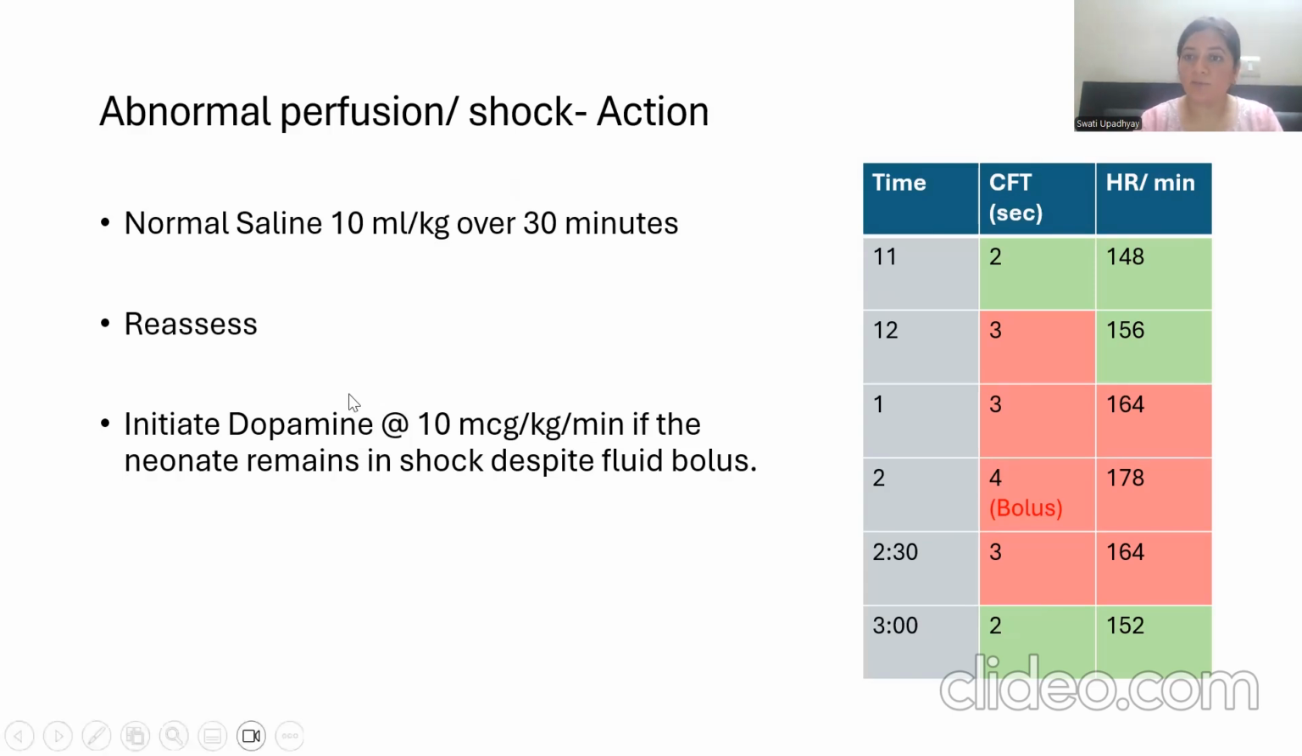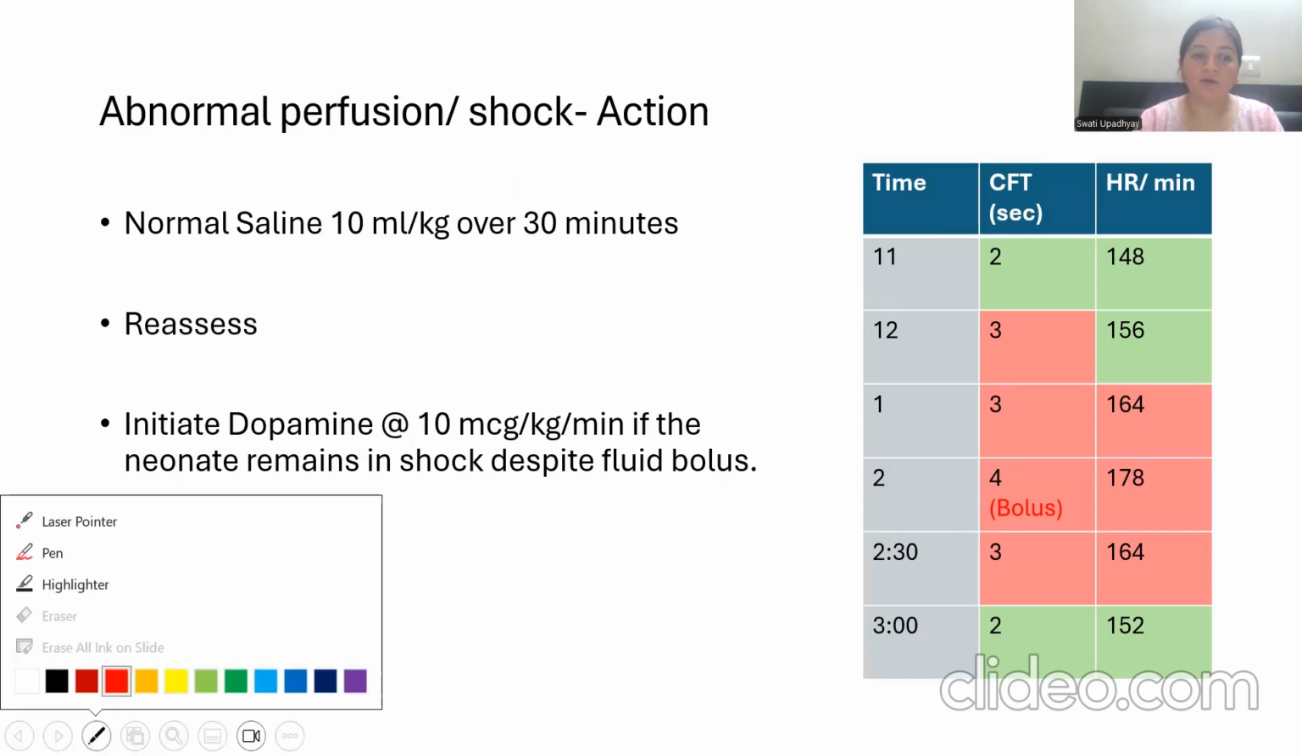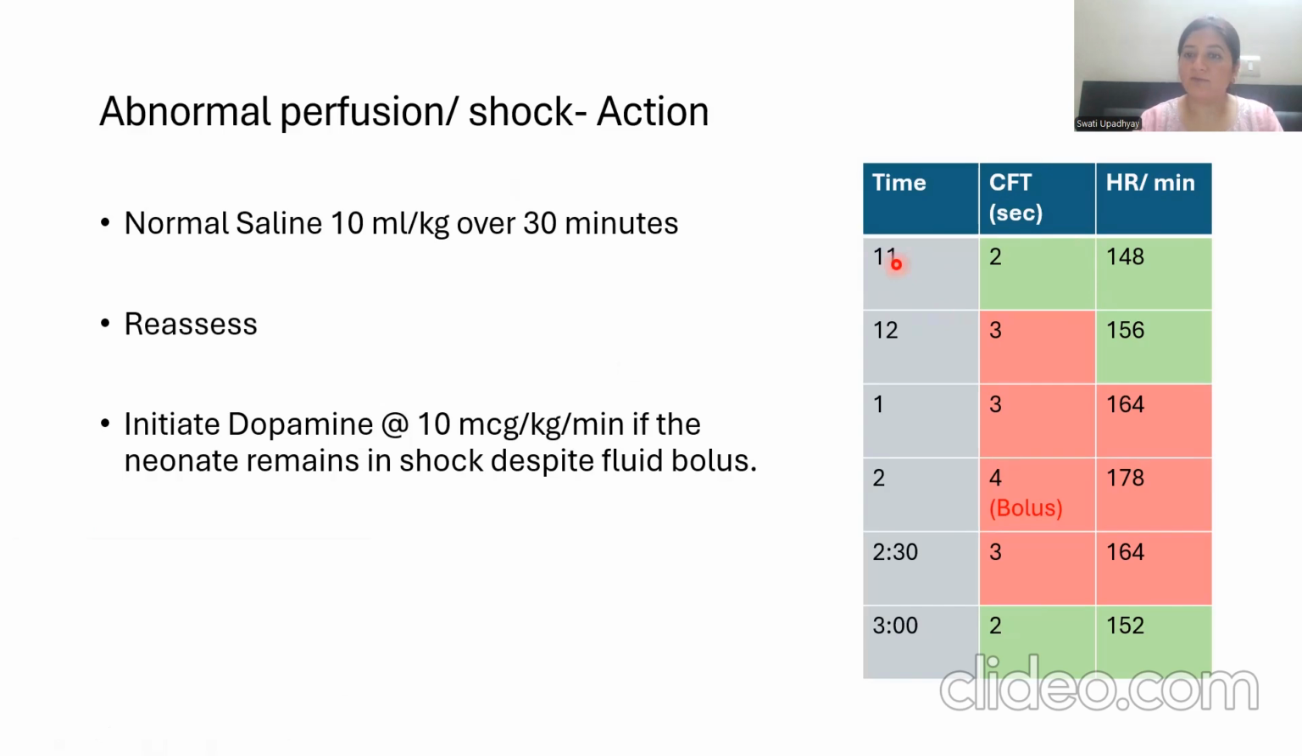Now again here, look at the monitoring chart of this baby. This baby was having a CFT of around 2 seconds at 11 a.m. Heart rate was 148. Slowly, as you can see here, at 12 the CFT increased to 3 seconds and heart rate became 156 per minute. Again at 1 p.m. the heart rate has started increasing, and at around 2 p.m. the CFT is 4 now and heart rate is 178 per minute. Baby is having cold peripheries.